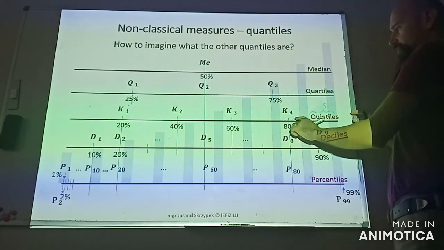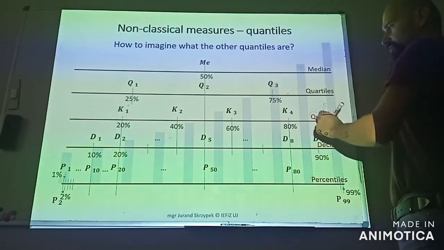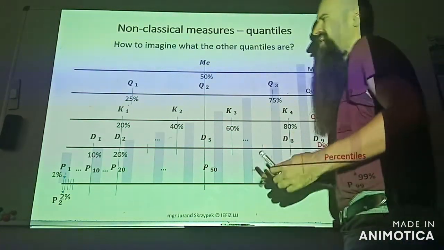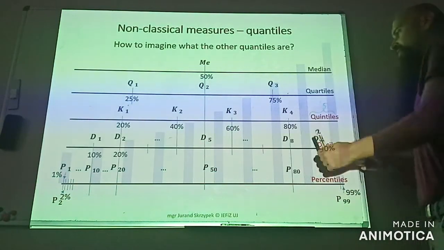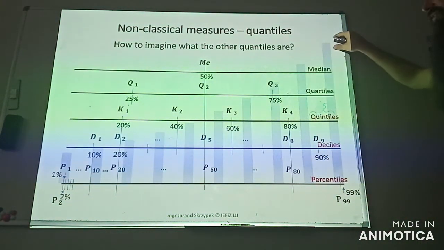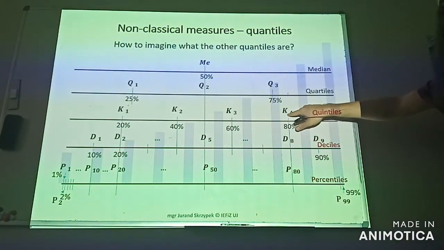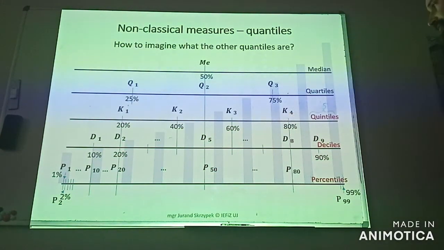The most interesting quintile is the last quintile, and actually the first quintile. The last quintile indicates the highest 20% of the values in the statistical series. These values are not lower than the last quintile.